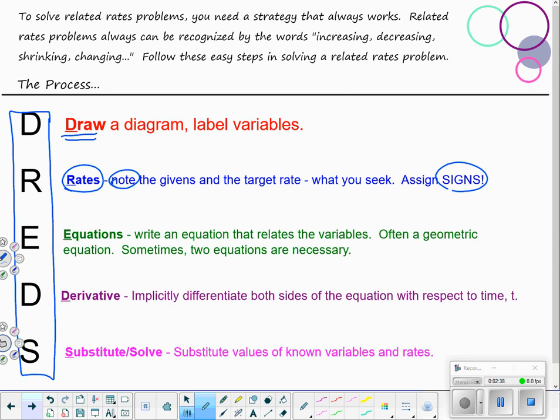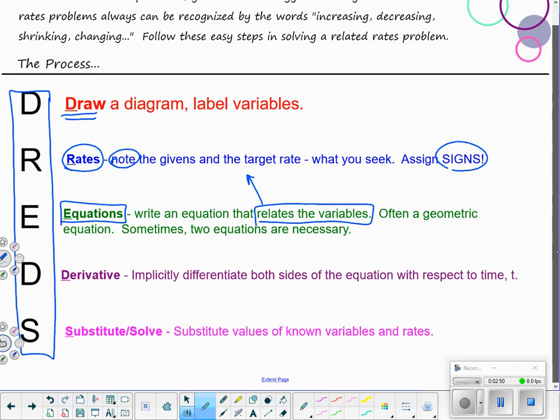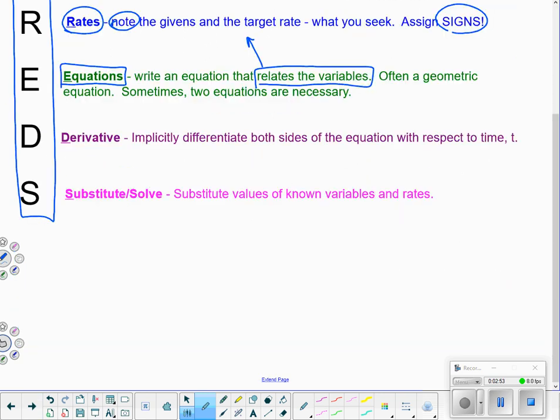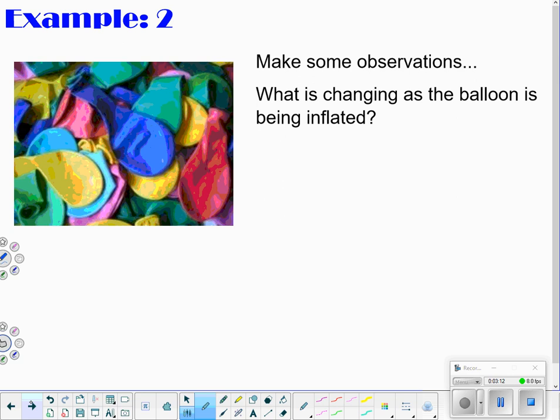E stands for equations. We are going to write an equation that relates the variables that we found in the step where we took note of the rates. Once we get our equations written, then we can take the derivative. Mostly it's going to be implicit differentiation with respect to time. And then finally we'll substitute and solve. We'll substitute the values of the known quantities in our word problem. All right, so let's get it going.